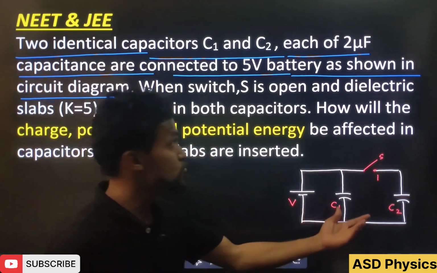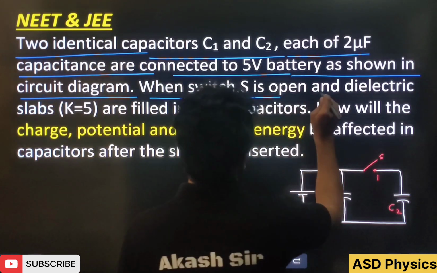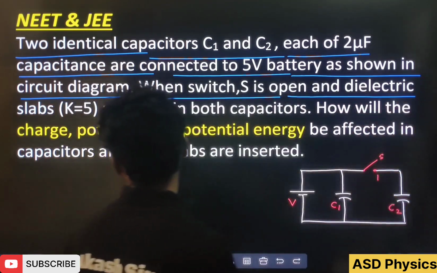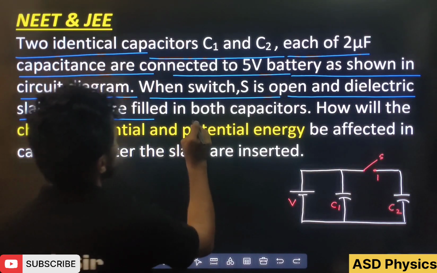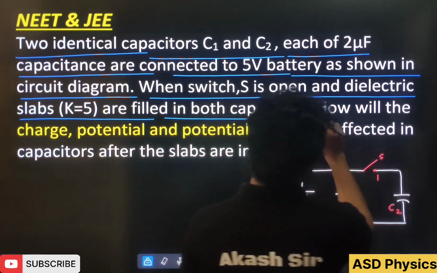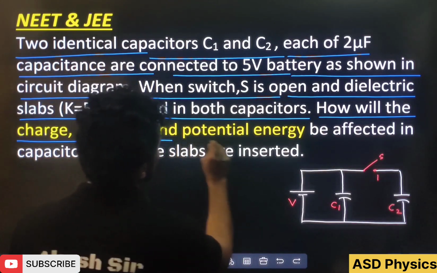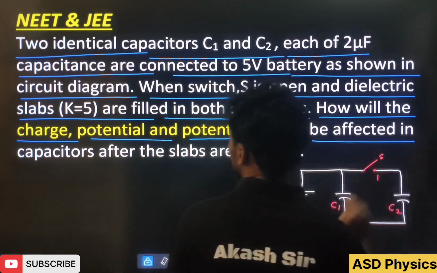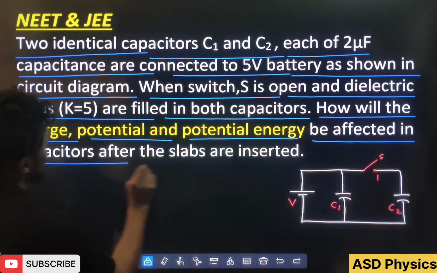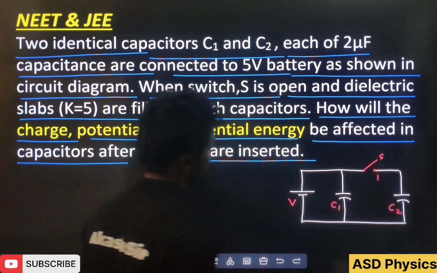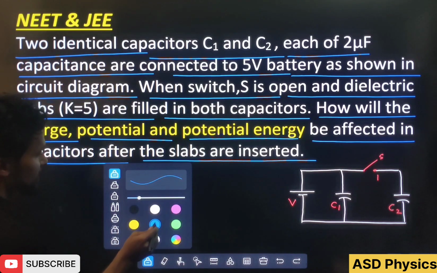Here they have given each of 2 microfarad capacitance, connected to a 5 volt battery as shown in the circuit diagram. Now, when switch S is open and dielectric slabs with K equal to 5 are filled in both capacitors, how will the charge, potential and potential energy be affected in the capacitors after the slabs are inserted? So we have to analyze one by one.